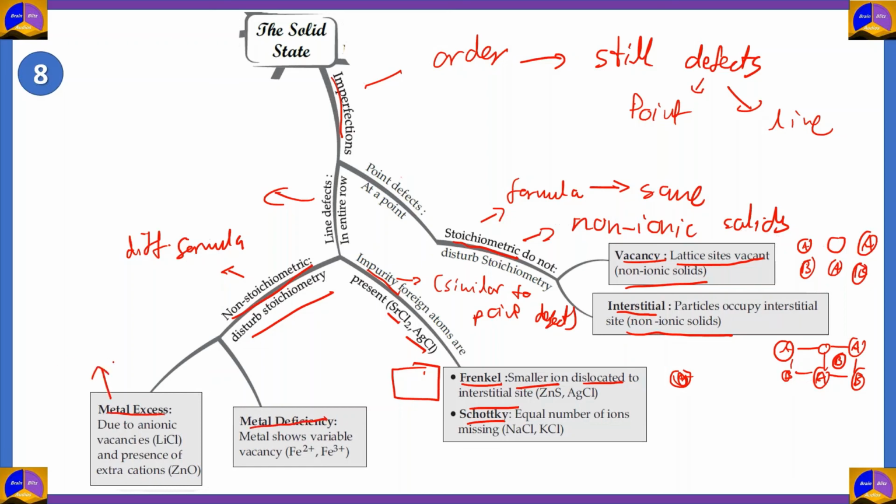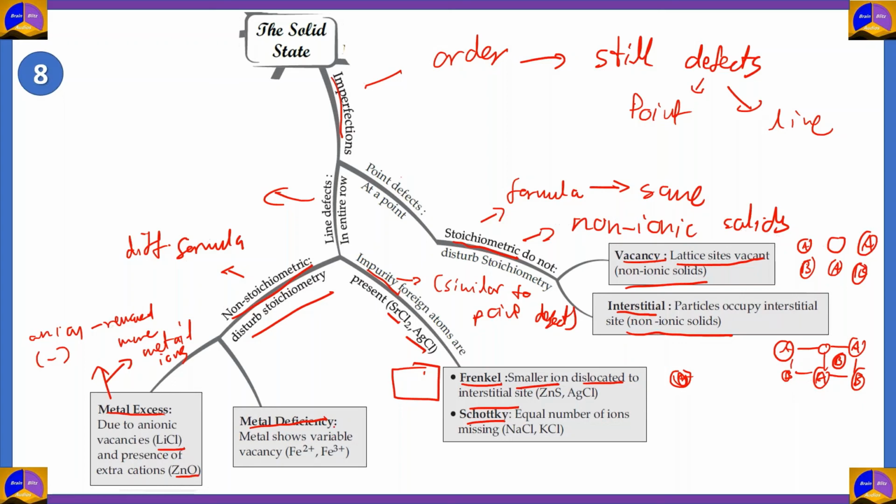In metal excess defect, we have two cases. So one, the anion, which is the negative ion, is removed, or we have more metal ions, the cations. So when you either remove the anions or you put in excess of metal ions, the cations, you have metal excess defect. An example for anionic vacancies is LiCl, and an example for presence of extra cations is ZnO.